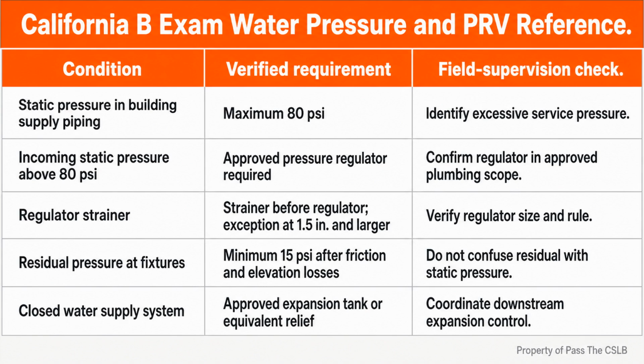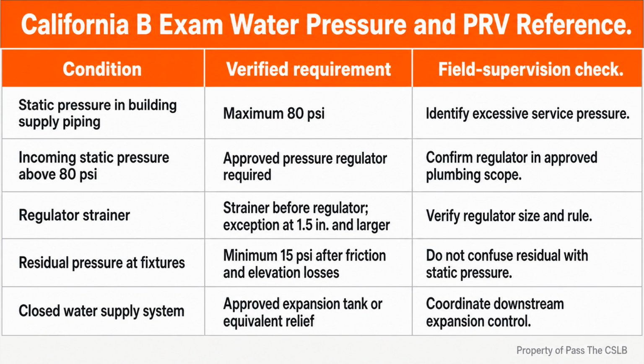For a general B contractor, the field question is not how to select the internal spring or calculate the valve size. The field question is whether the high pressure condition, approved regulator, applicable strainer requirement, inspection, and related expansion control were identified early enough to be included in the work. The lower boundary matters too. The system must provide at least 15 pounds per square inch of residual pressure at the fixtures after accounting for friction and elevation losses. That does not mean every fixture must read the same pressure at every moment. It means the design and installation must preserve the required residual pressure under the applicable operating condition.